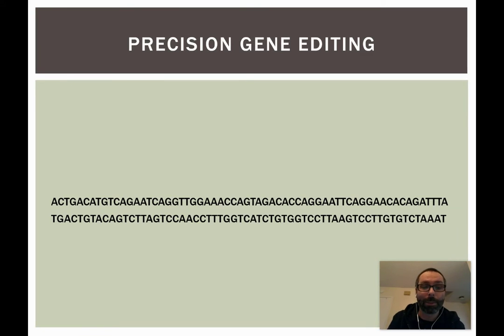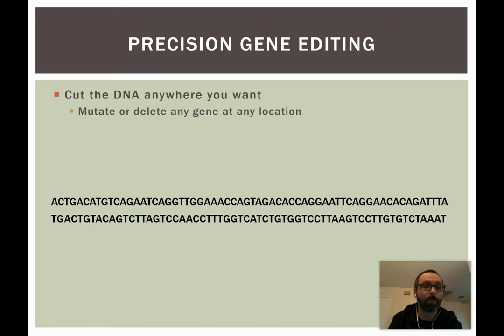You need what's called precision gene editing. You need a way to cut the DNA anywhere that you want. That would let you mutate or delete any gene if you wanted to do that. Like maybe you had a harmful gene and you wanted to just knock that out and make it not work anymore. You could do that. But more likely, you would want to cut the DNA and insert that gene, right? Instead of putting the insulin gene into the plasmid, you want to put it directly into the person's DNA.